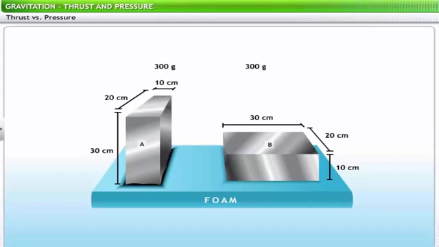Considering that both the blocks have the same length, breadth, height, and weight, why do you think we see this difference in the compression of foam? This difference can be attributed to the difference in pressure exerted by each block. Block A was placed vertically over the sheet of foam, while block B was placed horizontally.